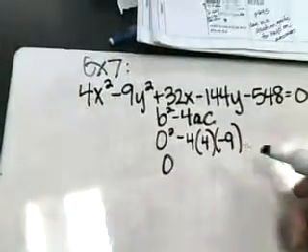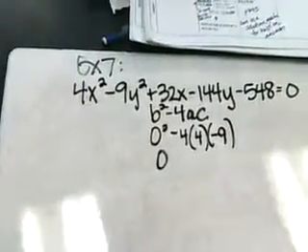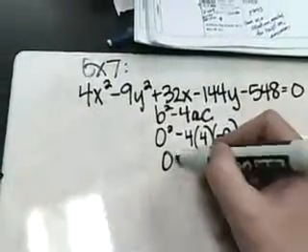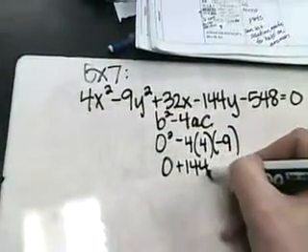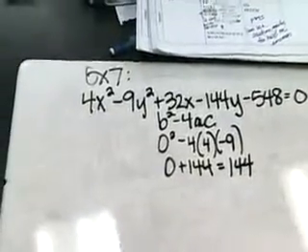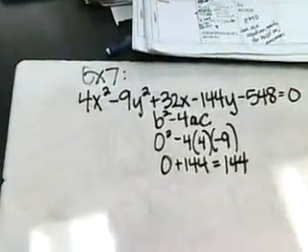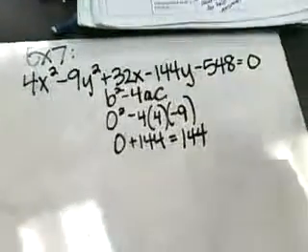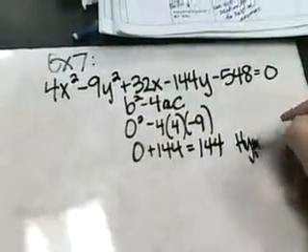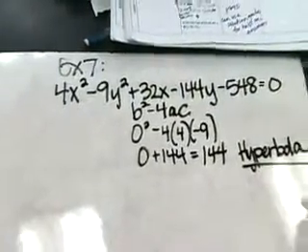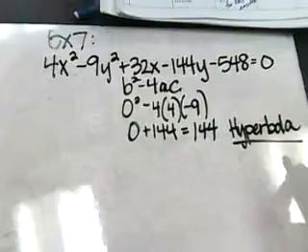0 squared is 0. 4 times 4 is 16, times 9 is 144, and it would be a positive 144. Now if I look at my table, that number is obviously greater than 0. So that tells me this is a hyperbola. Now remember, on the first part of your homework, this is all you have to do. You just have to classify it, okay?